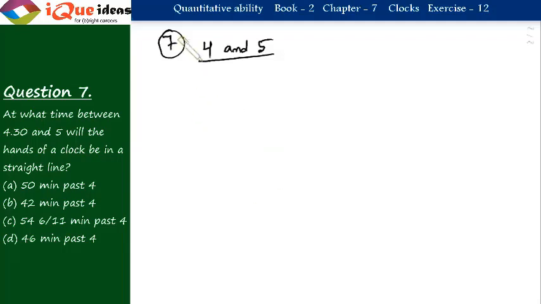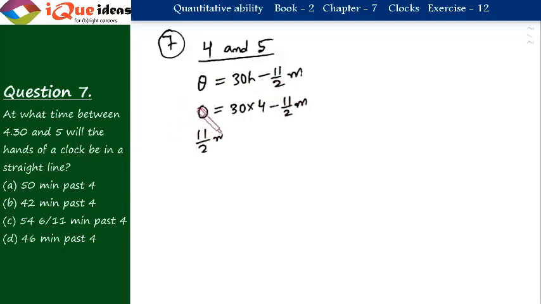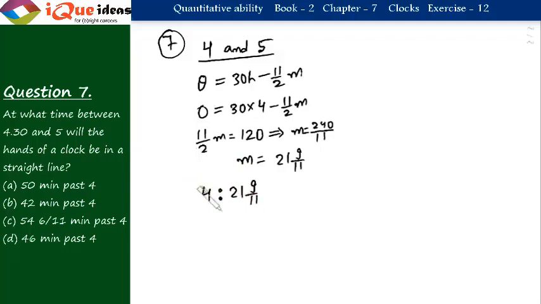Okay. So between 4 and 5, let's say the theta formula is equal to 30h minus 11 by 2m. Now we want them to be in a straight line. So it will be either angle equal to 0 or 180. So let's put 0 first. It will be 30 into h, which has to be the smaller value, that is 4, minus 11 by 2m. So we get 11 by 2m equal to 120. And this gives us m equal to 240 by 11, that is 21 9/11. So the moment when the angle between them is 0 is 4:21 9/11. Does it fall between 4:30 and 5? No. So this is not our answer.